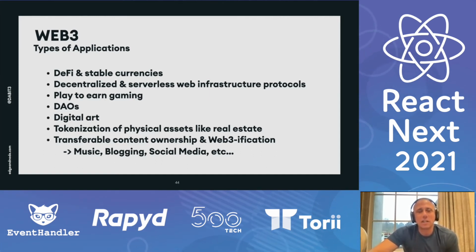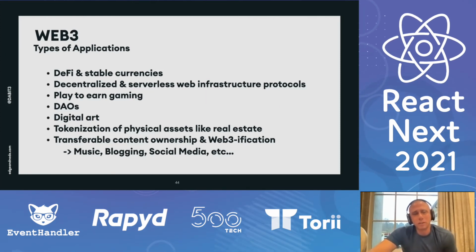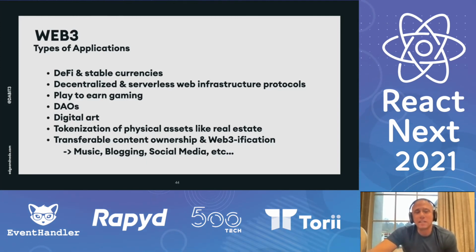We have decentralized autonomous organizations, which I'm not going to really go into at this moment, but they are ways to tokenize communities, essentially, is what you could think of. We have digital art, which are also known as NFTs. We have tokenization of physical assets like real estate.